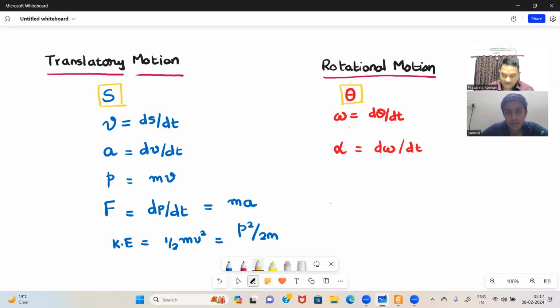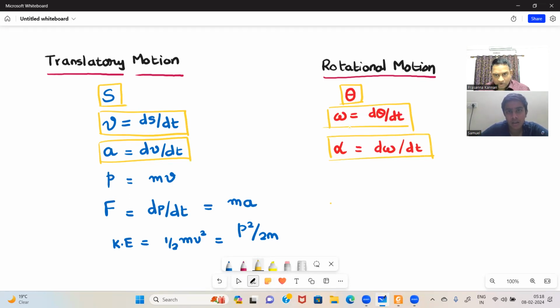So I'm telling you the equivalence in both. Just like velocity is equal to ds by dt, angular velocity will be what? d theta by dt. The way you have acceleration as dv by dt, here you will have alpha as d omega by dt. All right. What is omega?